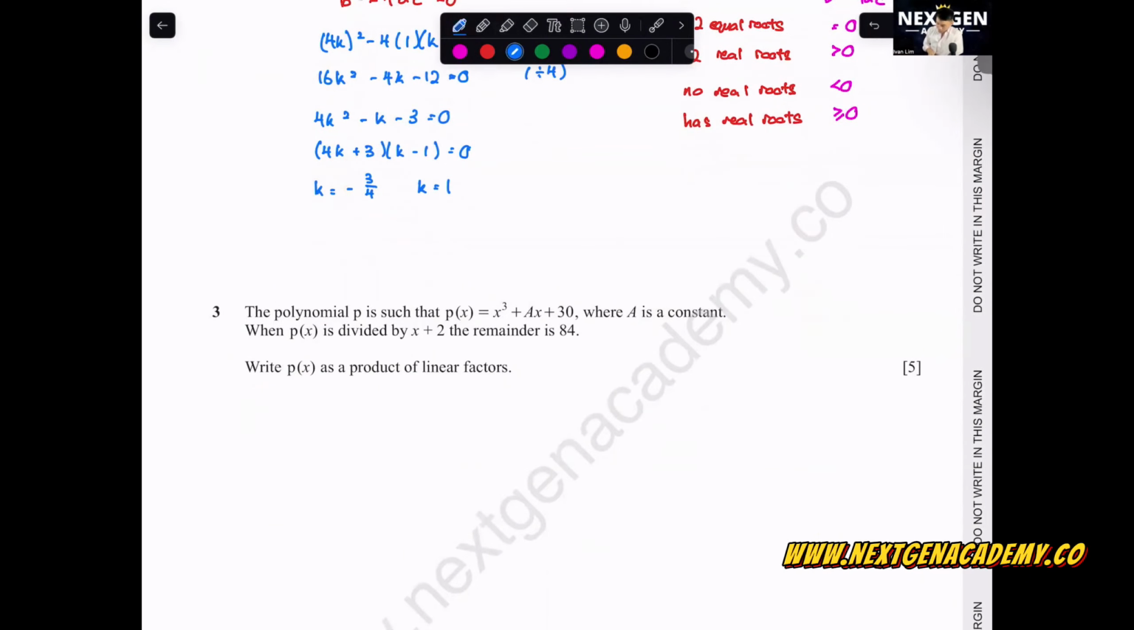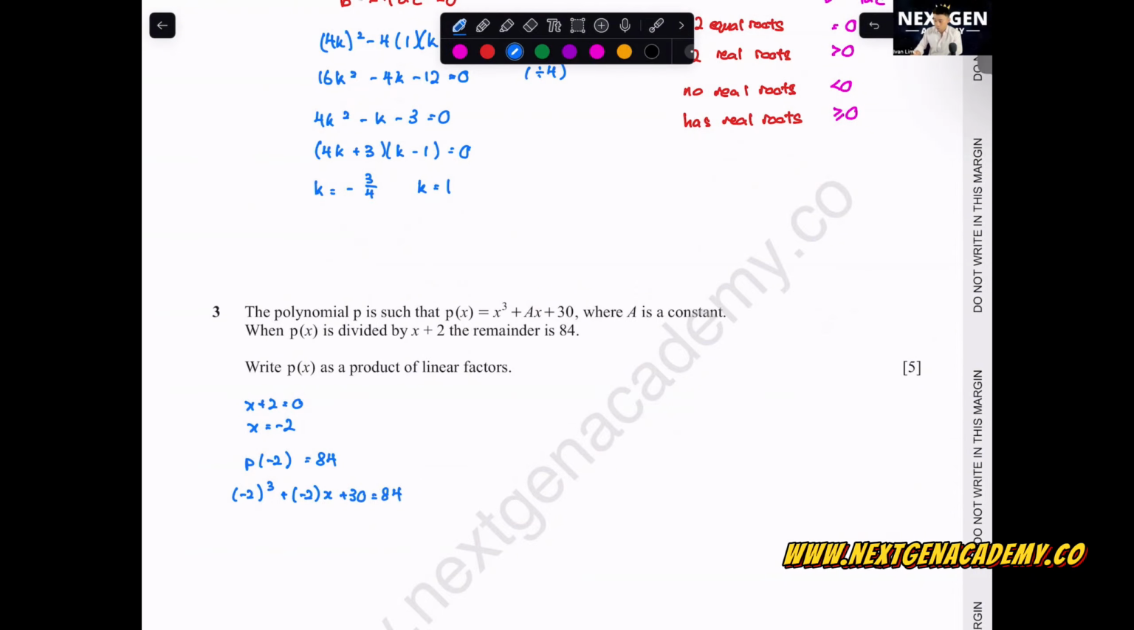So let's start with what they gave us here. They say it is divided by x plus 2, remainder 84. So we're going to use the remainder theorem. x plus 2 equals 0, the x value that we're going to substitute in is negative 2. So p(negative 2) equals 84. Right? So here will be negative 2 cubed plus a times negative 2 plus 30 equals 84.